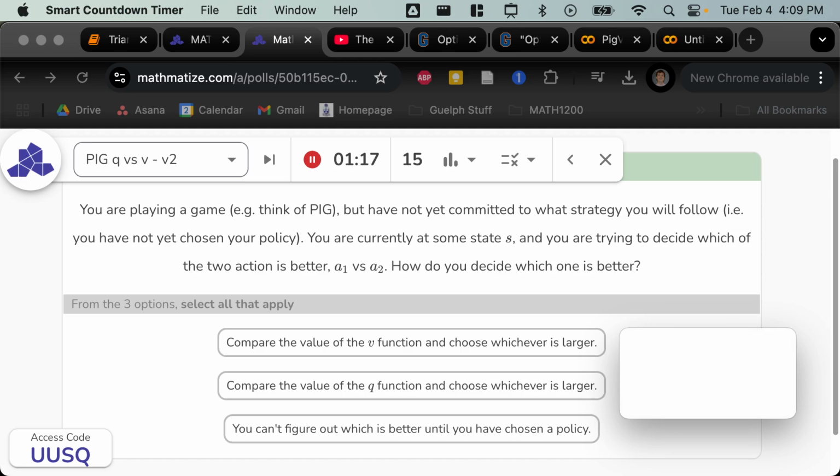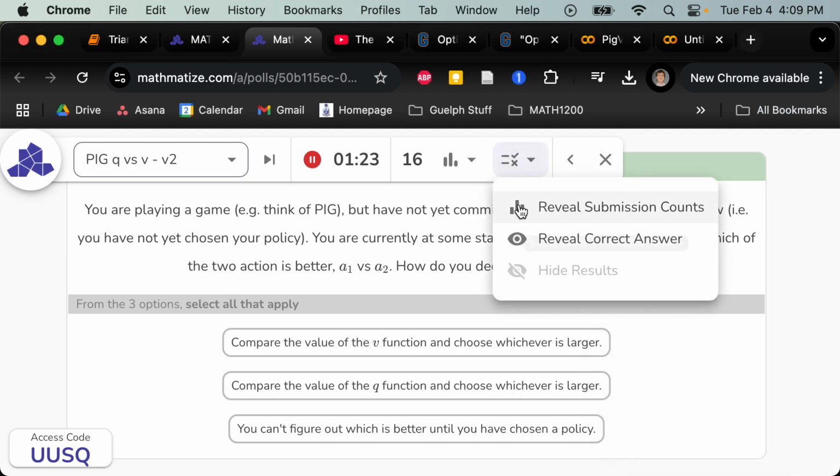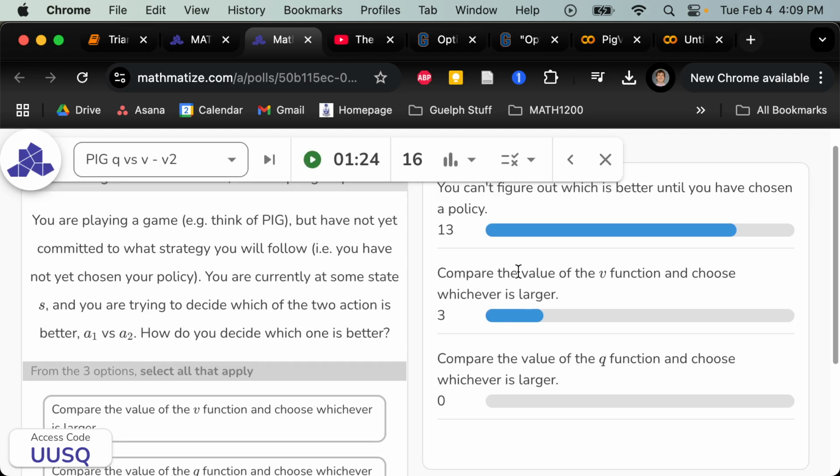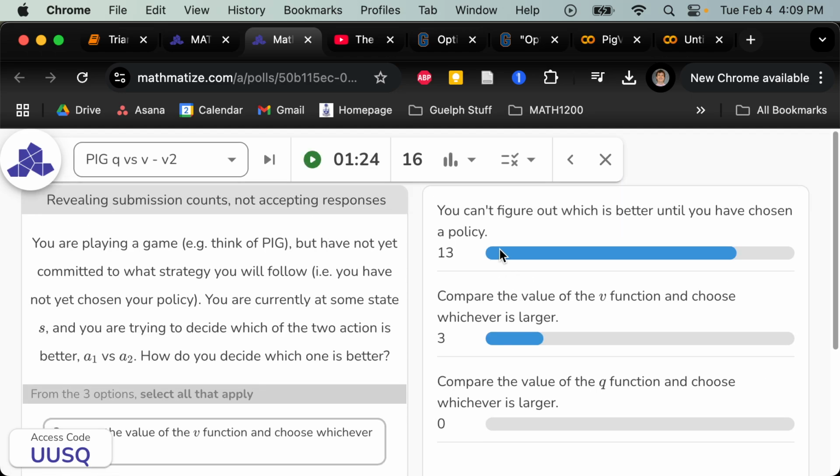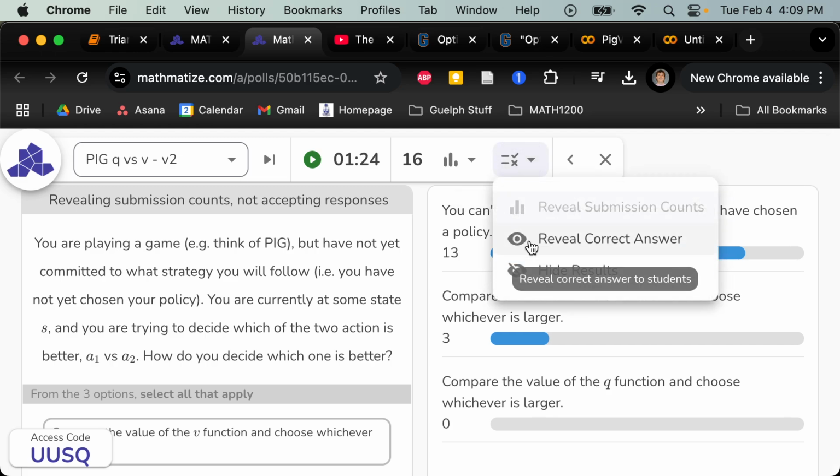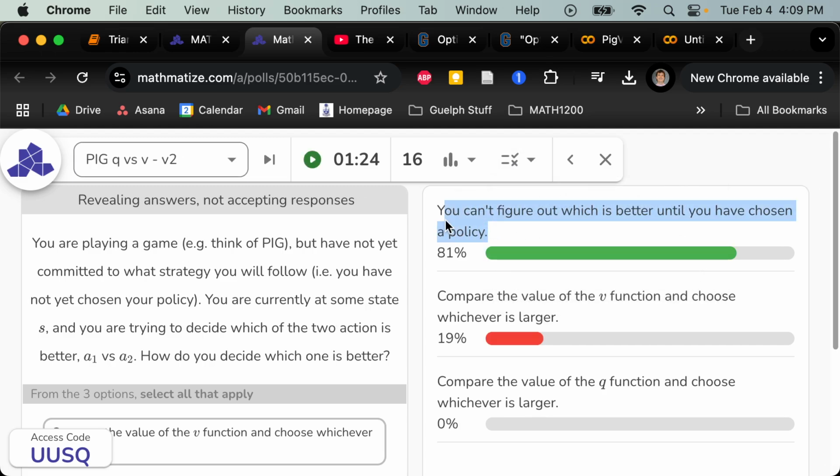Okay, it's been 1 minute. So new votes are in, and let's see what people said this time. All right, this time we have 13 people in "you can't figure this out," and 3 people say it's comparing values of the v function, and the answer is you cannot figure this out without a policy. So very good, you figured it out.